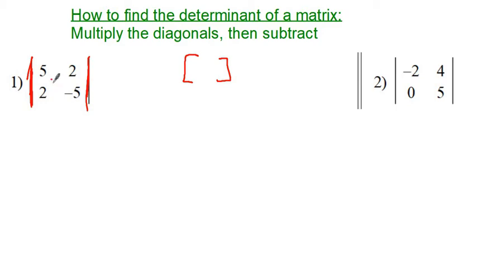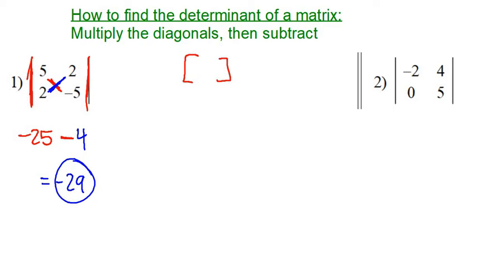You take the first diagonals and multiply them. So 5 times negative 5 is negative 25. And then you subtract the second ones multiplied together. So I'll use a different color for that. 2 times 2 is 4. Negative 25 minus 4 is negative 29. That's the determinant right there. And that's where you stop. That's all you have to do.